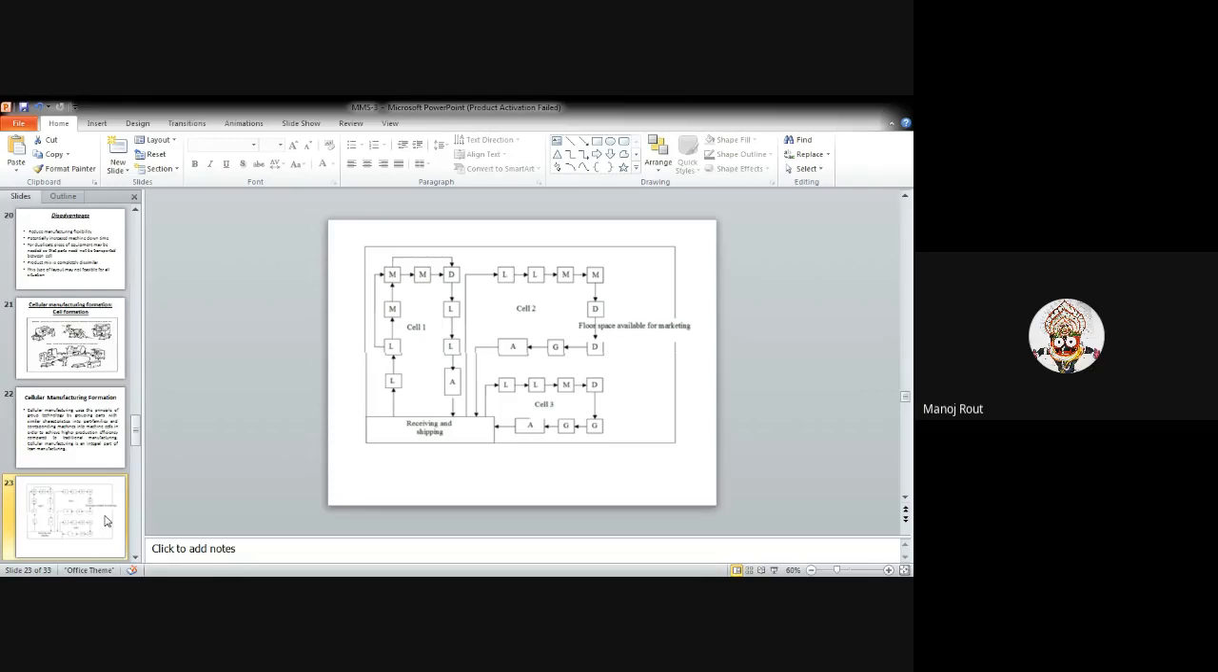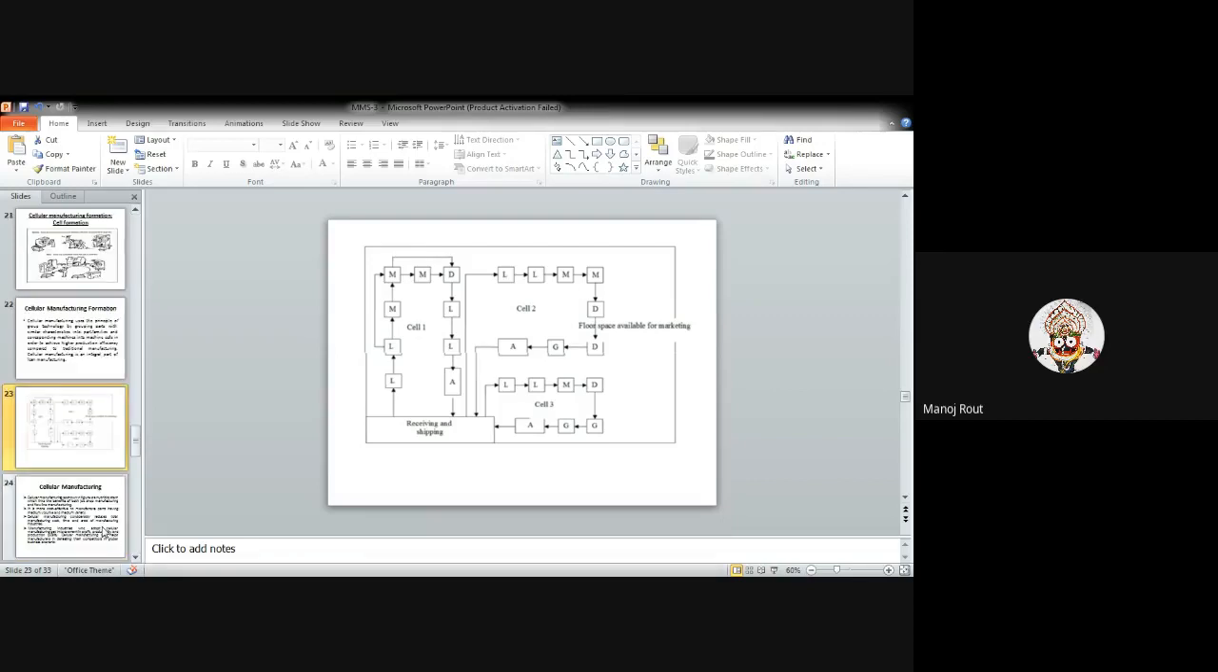Similarly, in case of your cell number three, it contains two lathe machines, one milling machine, one drilling machine, two types of grinding machines, and one anvil. So by combining different types of machines, you can make a particular cell. That is the concept behind cell manufacturing formation.